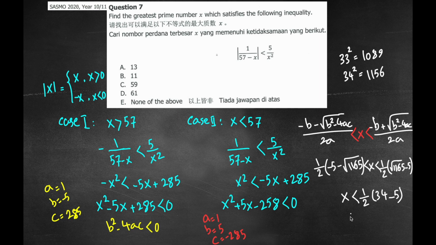34 minus 5, and then you divide 29 by 2, which gives you 14.5 or 14 point something, because again, I'm not looking for a very exact value. I'm just trying to figure out a rough estimation here. And don't forget, I already rounded this number to 34. Now, I guess the answer is very easy here. If x is less than 14 point something, then the greatest prime number that exists for x has to be 13, and that's answer choice A.